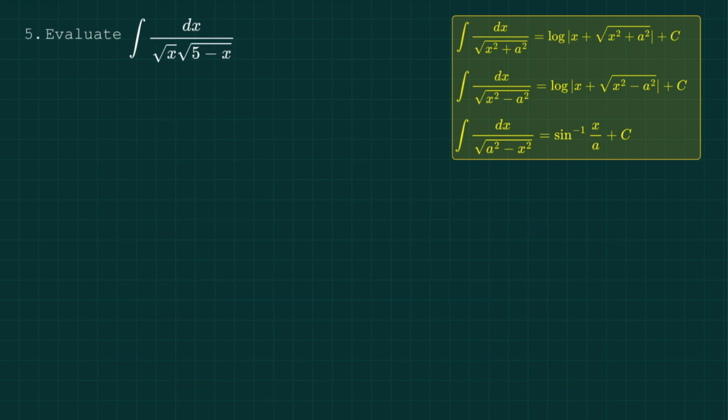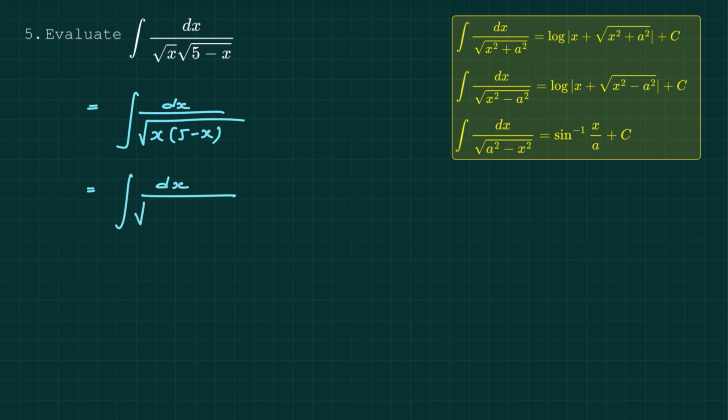Question 5. Integration of dx over square root of x into square root of 5 minus x. So here we will just first multiply this x and 5 minus x. So then we will have square root of x into 5 minus x equals to integration of dx over square root of 5x minus x square. Now again this is of the same type, so here we will look at the coefficient of x, which is 5, and we will multiply 5 with 1 by 2, which will give 5 over 2.